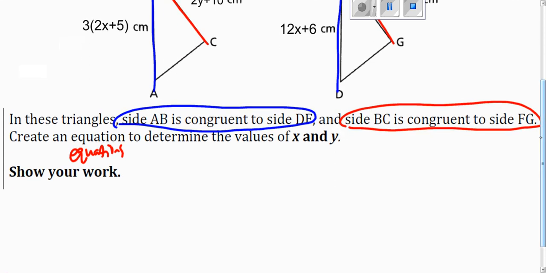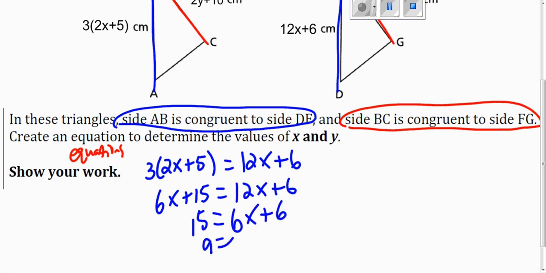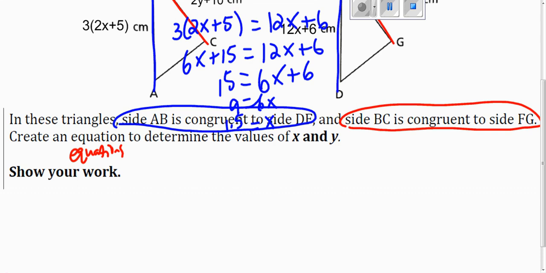So for the blue ones, it looks like 3 times the quantity of 2x plus 5 equals 12x plus 6. Distributive property, 6x plus 15 equals 12x plus 6. Minus 6x from both sides, 15 equals 6x plus 6. Minus 6 from both sides, 9 equals 6x, divide both sides by 6. X equals 1.5. So that's all you're looking for.